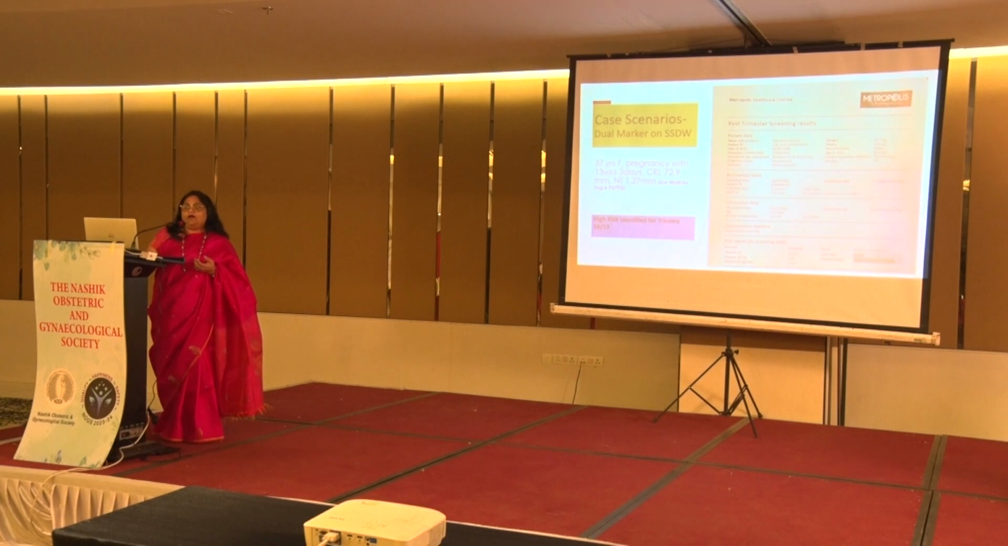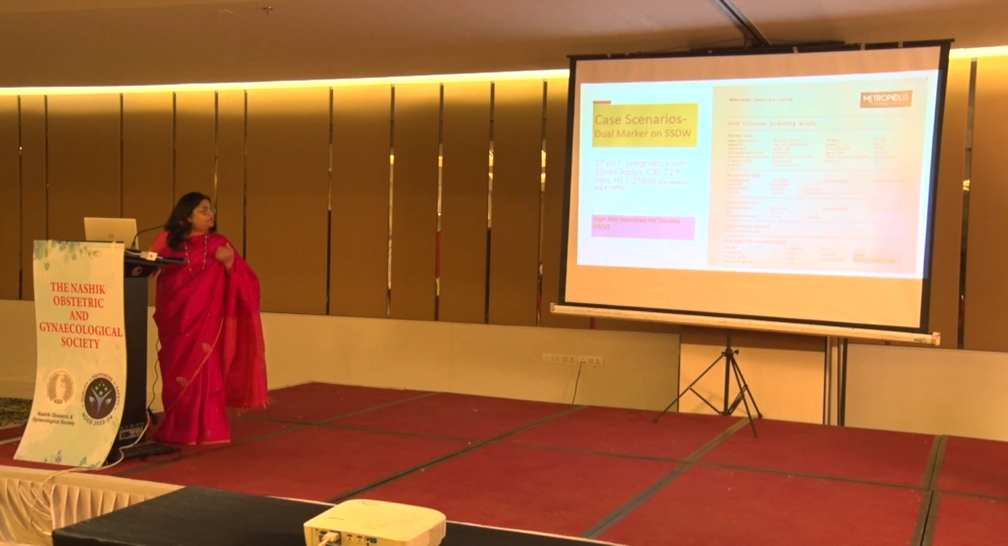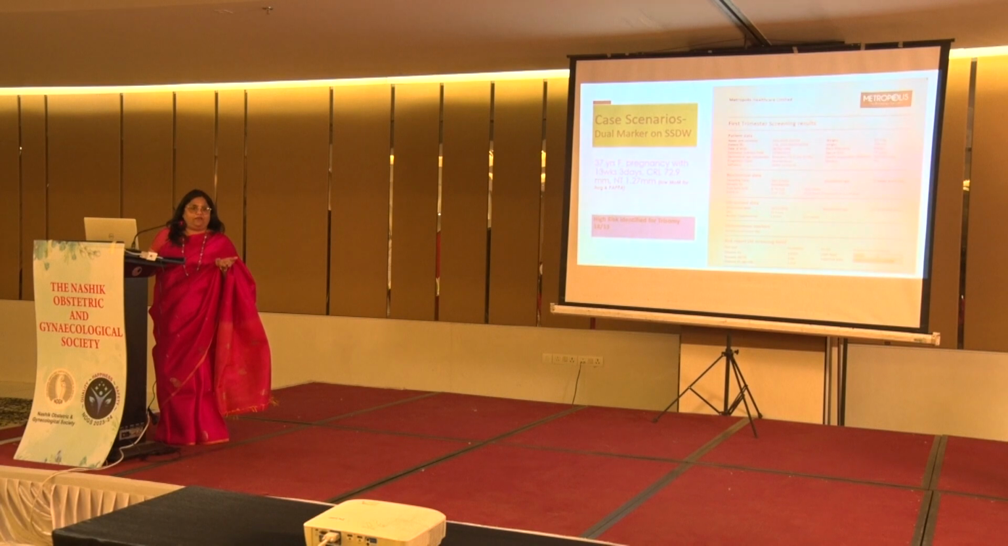A 37-year-old female, her CRL was 72.9 and NT was 1.27. But if you see, the biochemical markers were very low. Low MoM was identified for HCG and PAPP-A, which gives the risk of trisomy 13 and 18 here, because CRL and NT were very normal.